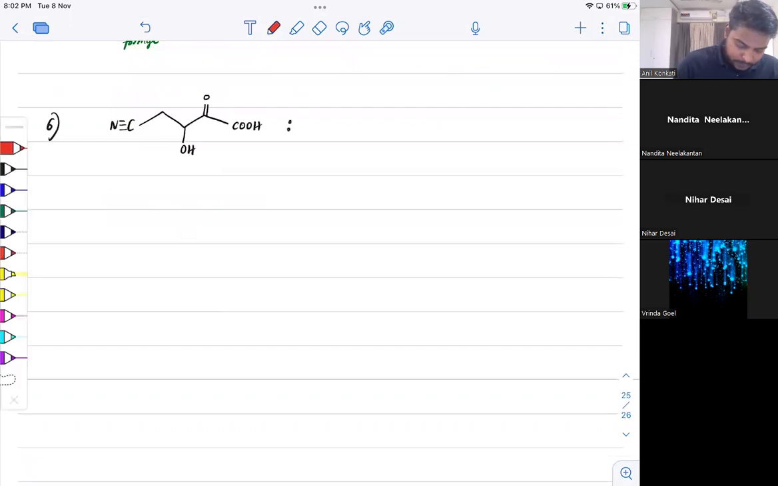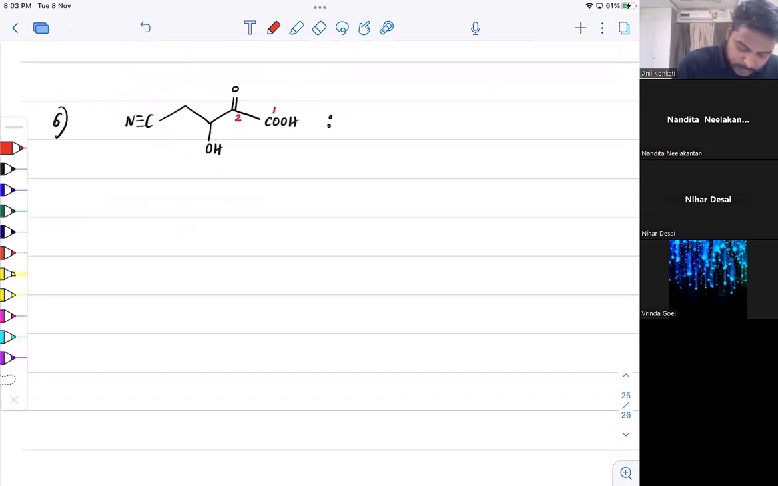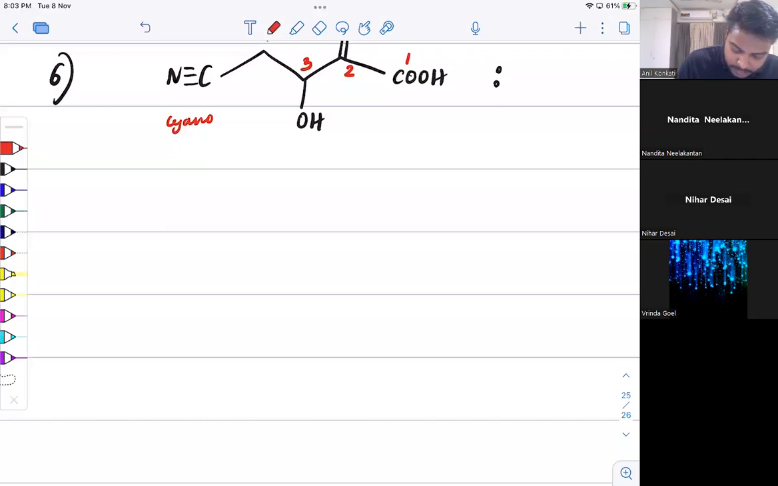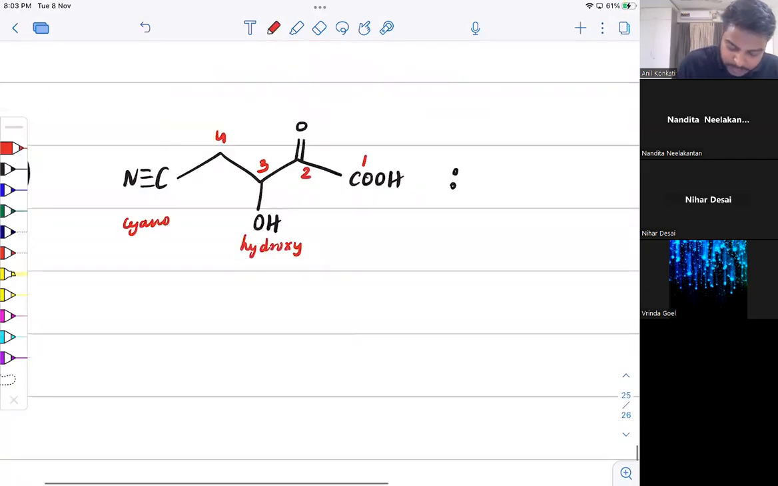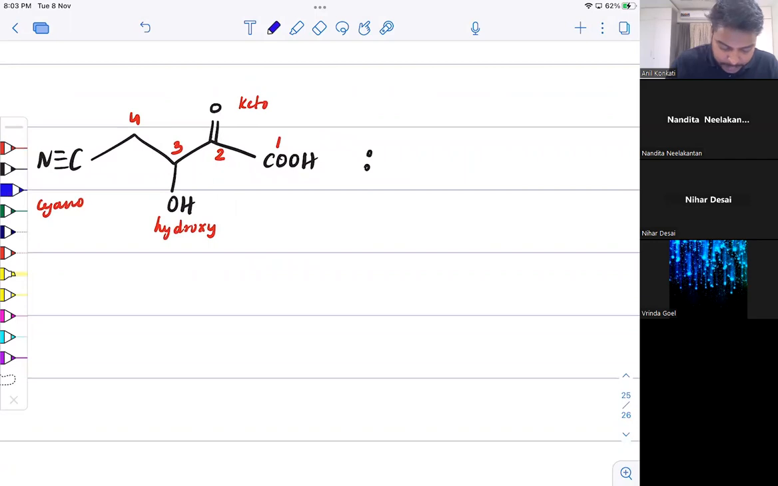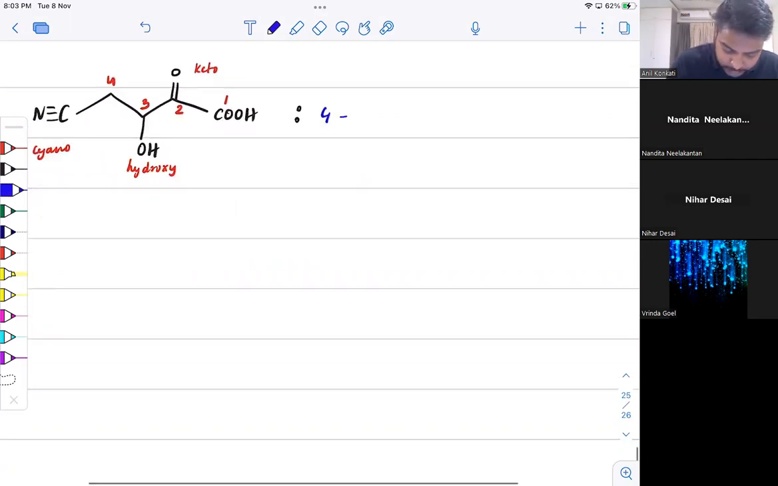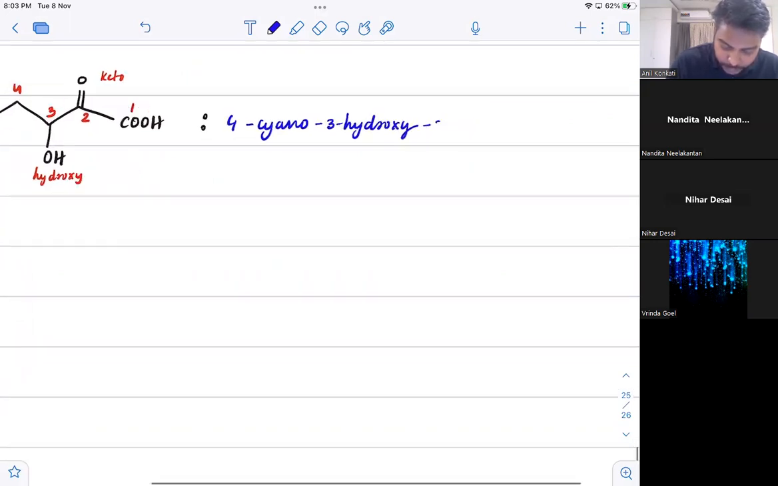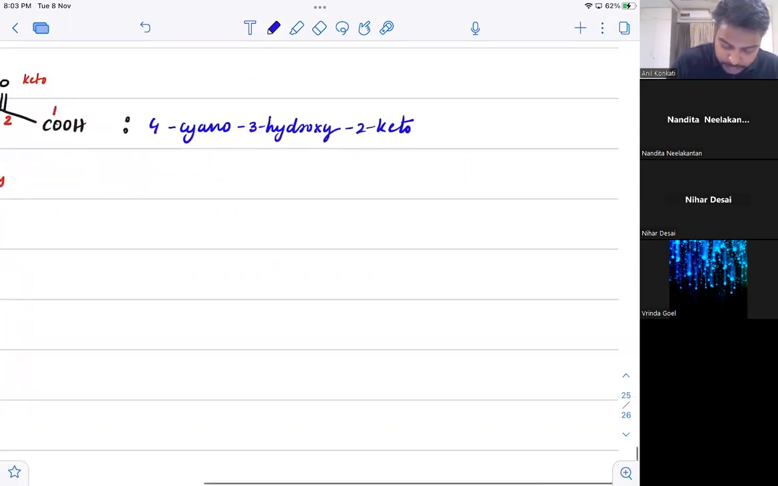Done? Yes. So numbering, see: 1, 2, 3, 4. Now this cannot get 5, because we don't have any name for a carbon getting a 5 and then being triple bonded. So what is the name now? You know that this group is cyano. This is hydroxy, while this is keto or oxy, whatever you can choose. Alphabetically, cyano should come first. So this is going to be 4-cyano, then 3-hydroxy, then 2-keto, butanoic acid.